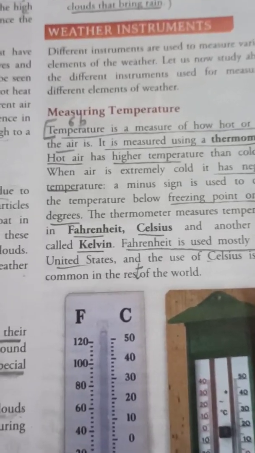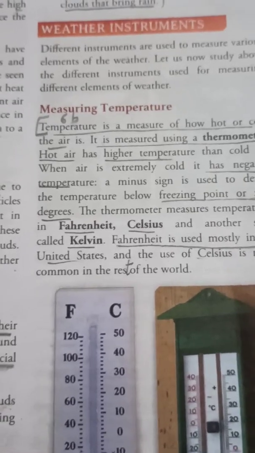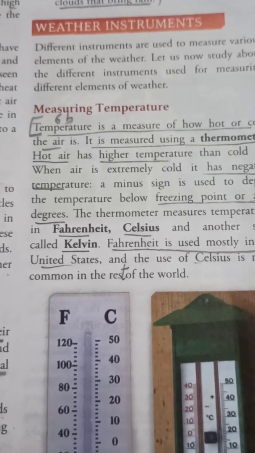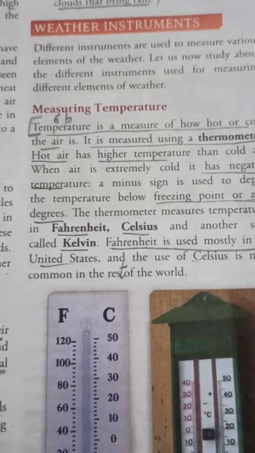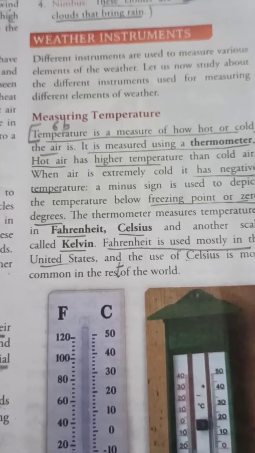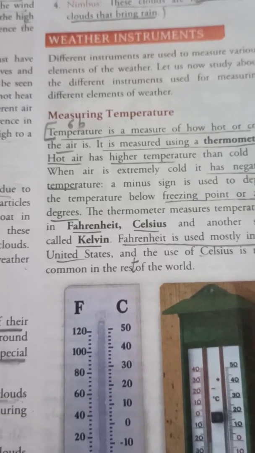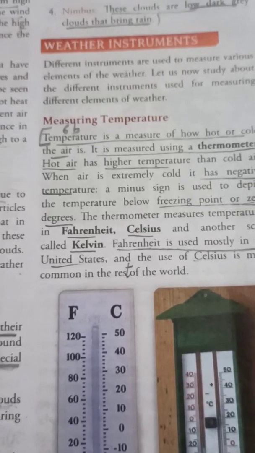Okay, dear children, this is chapter number 3 and we'll continue with weather instruments. Now, there are different weather instruments. First, we'll take an instrument for measuring temperature. So, all of you know, temperature is the measure of how hot or cold the air is. So, it is measured using a thermometer.